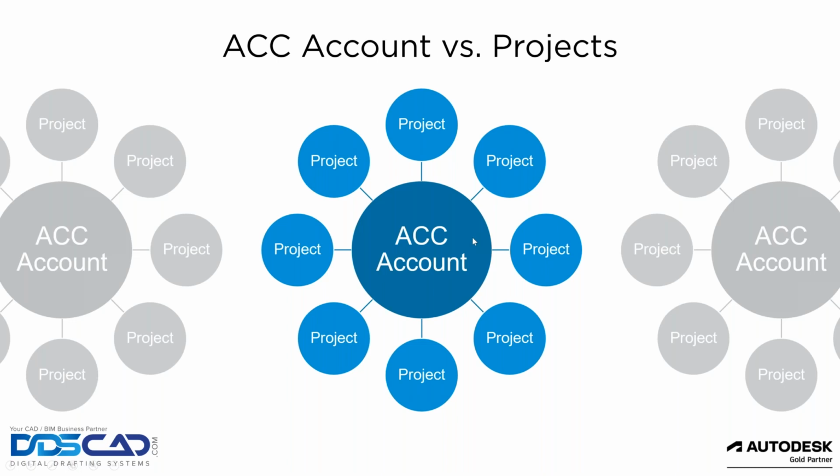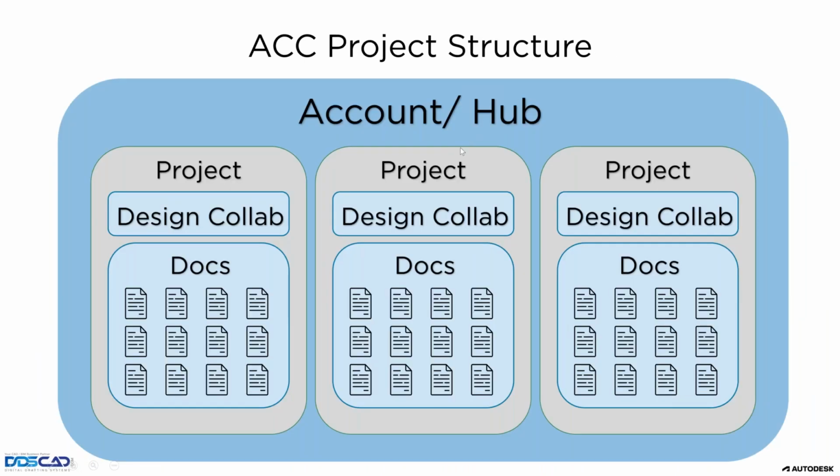Now, beyond that, in the actual project structure itself, as I mentioned, what we're really going to focus on is the Autodesk Docs section and the design collaboration pieces here. So again, looking at a visual representation, we have our account or hub level here. Inside, we see 3 projects, and each of those projects will have its own docs section and its own design collaboration section. Now, this docs section is important to know, is where all your documents are going to live.